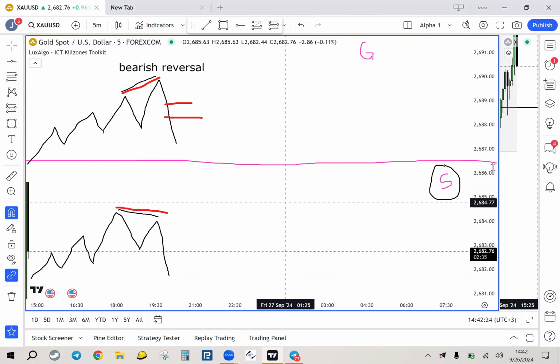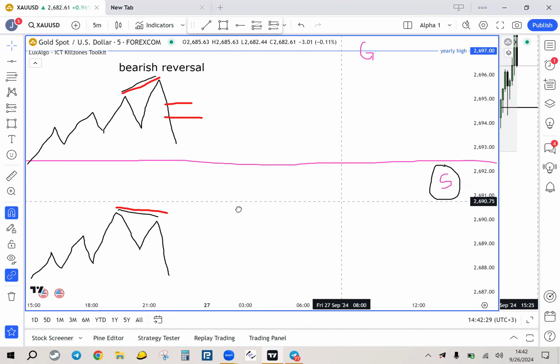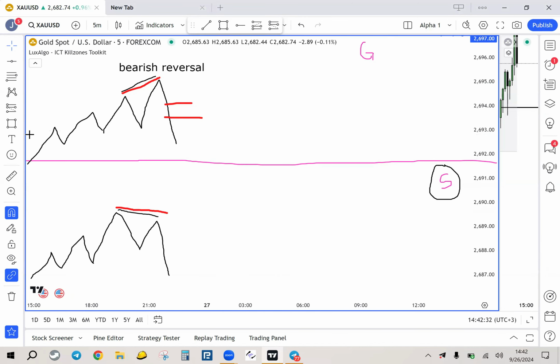Now, another thing with the reversal divergence is that you want to make sure you're not taking a bearish reversal divergence when the market is already bearish. Think about it like this: something can reverse to the downside only if it's bullish.